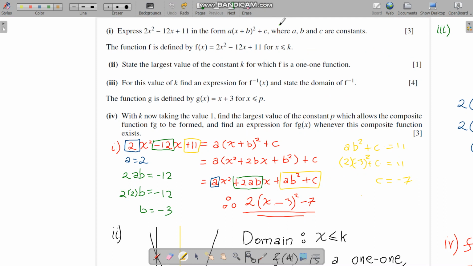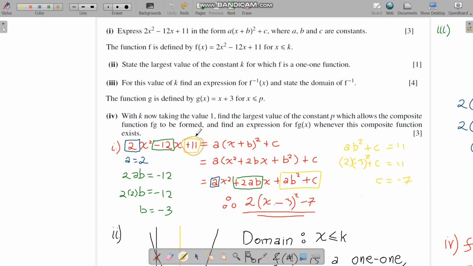So 2x squared minus 12x plus 11 is equal to a times (x plus b) all squared plus c. We expand (x plus b) all squared, we get this. We multiply everything by a and we get this. So for the coefficient of x squared, on the left we have 2, on the right we have a, so a must be 2. For the coefficient of x, minus 12 on the left, 2ab on the right, but we know a is 2, so 2 times 2 is 4, and we have the b.